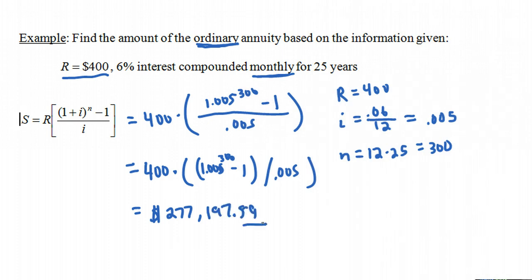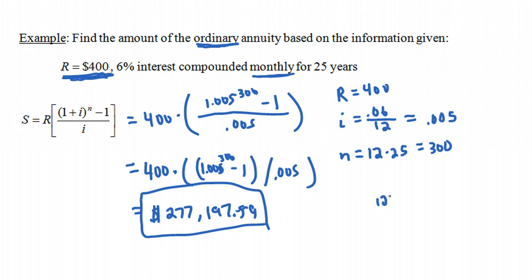Okay, that's the future value of this annuity. Now, does that seem like a reasonable amount? Well, you could check a couple things. Notice, if you made no interest at all, how much money would you have in the account? Well, you're making 12 payments each year of $400 for 25 years. Essentially, you're making 300 payments of $400. And 300 times 400 turns out to be 120,000.